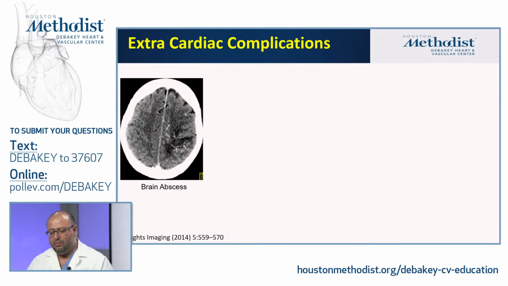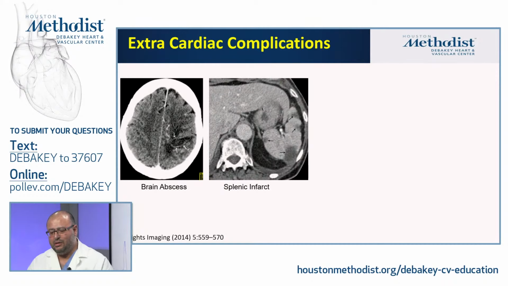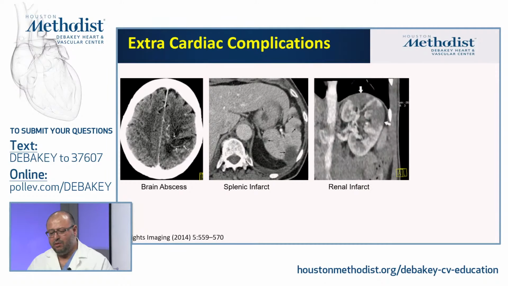We can also, by CT, look for extracardiac complications. So, for example, you can look for brain abscesses. Things that are immediately in the field of view that we often see are splenic infarcts, for example.